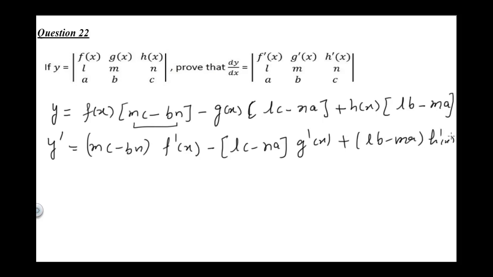Clear? Now you observe one thing: if we write this again in the form of a determinant, we have just one change. All the constants are at their places only. The only change is that f(x) has become f dash x, g(x) has become g dash x, and h(x) has become h dash x. So by placing this again in the determinant form, we get this. Hence we have proved that if y is equal to this determinant, then dy/dx will be equal to this determinant.